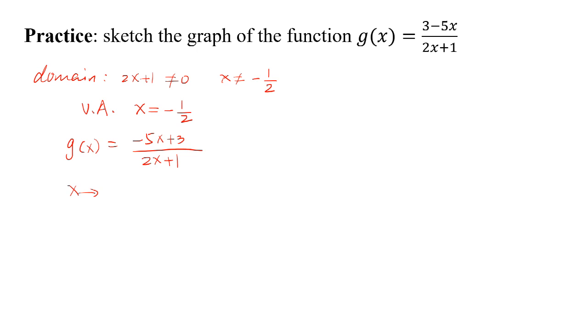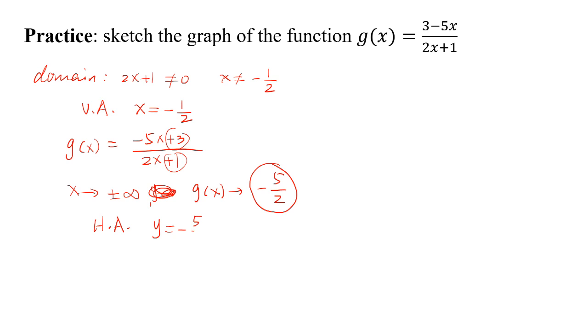So when x approaches positive or negative infinity, you know that g(x) must approach minus 5/2, right? Because when x approaches positive or negative infinity, these two numbers here can be ignored. g(x) must approach minus 5x over 2x, which can be simplified to minus 5/2. So we know that the horizontal asymptote is y equals minus 5 over 2, right?